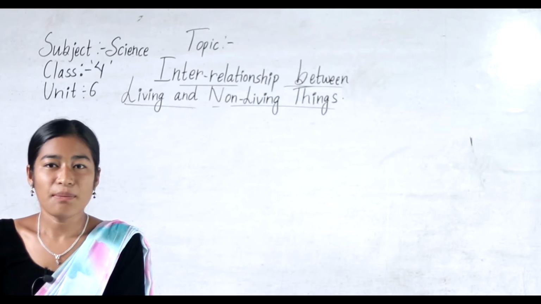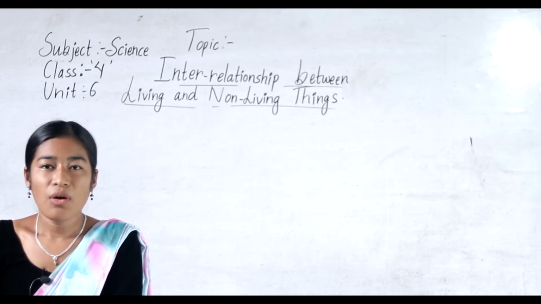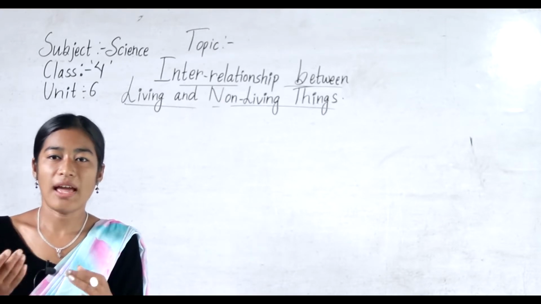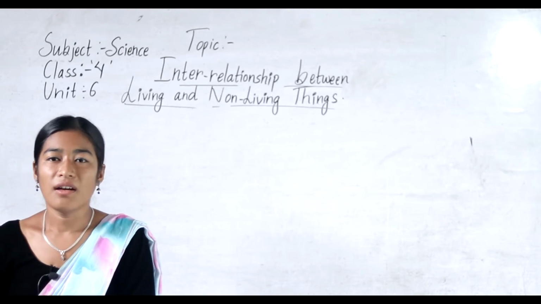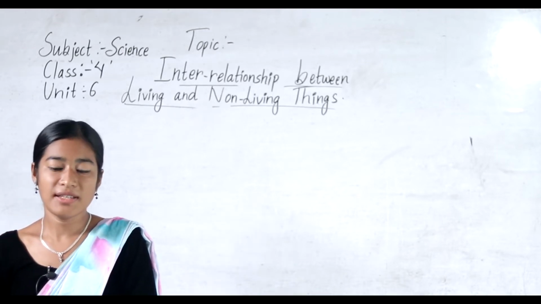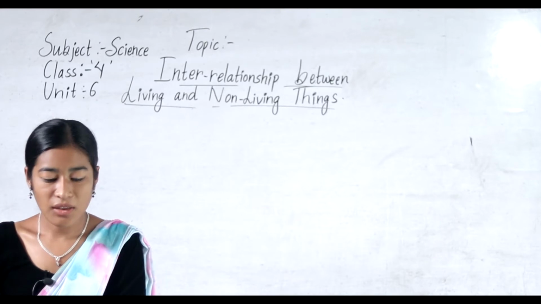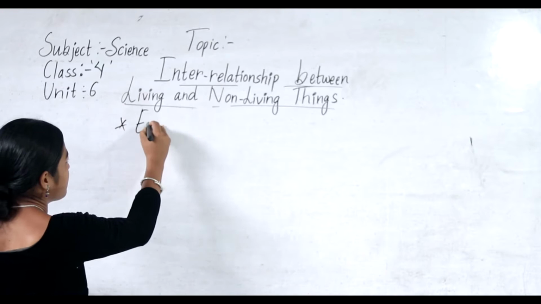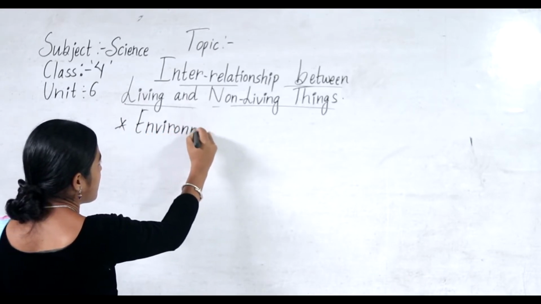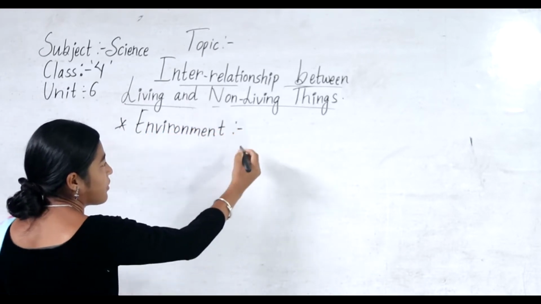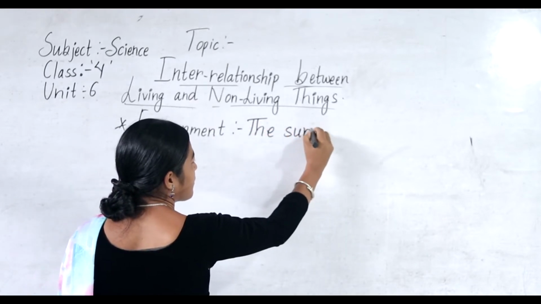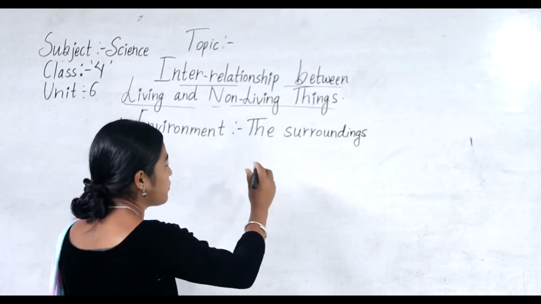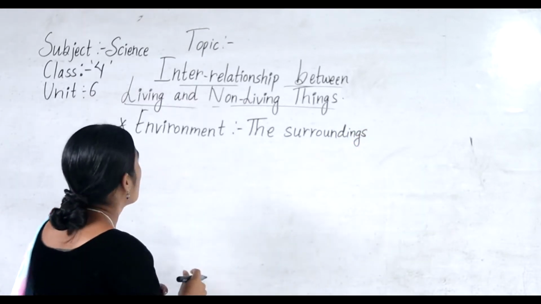Anything around us makes the environment. So anything around us, whatever there are, living things and non-living things, they all make an environment. So environment consists of both living and non-living matters. So what is environment? You can write the surrounding. You have to write it, okay? We should make note of this chapter.